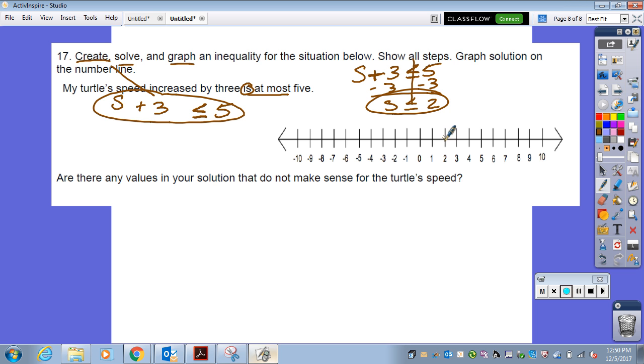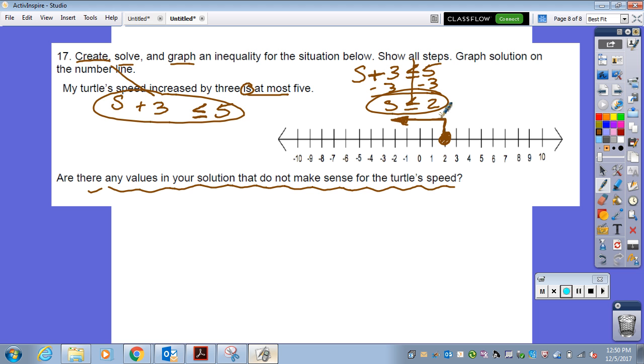Now I graph it. We go to 2. Close circle. And since it is less than, I go like this. My arrow goes forever. Here's the issue, though. Are there any values in your solution that do not make sense? Well, I know that all of these are solutions. Therefore, 2 is a solution. 1.9, 1.8, 1.5, 1, 1 half, 0.1, 0, negative 1, negative 2. These are all solutions. That's why I'm graphing that way.